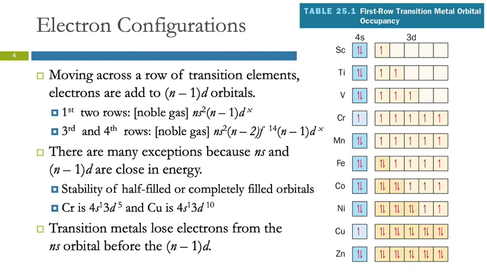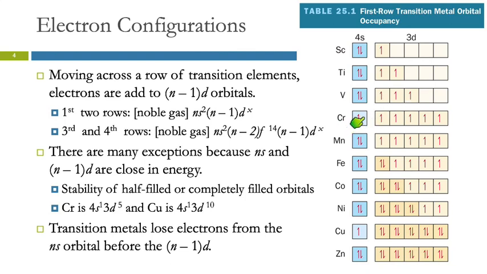So if we move across a row of transition elements in the periodic table, and if this is giving you flashbacks to Chem 1A, it should, because we're using that again, right? Electron configurations. So here we have scandium, the 4s sublevel fills, and then we get one electron in the 3d. And then adding another electron, these begin to fill up the d orbitals.